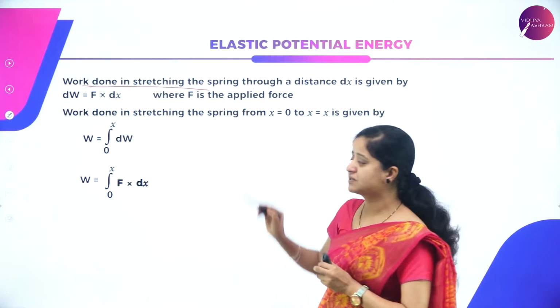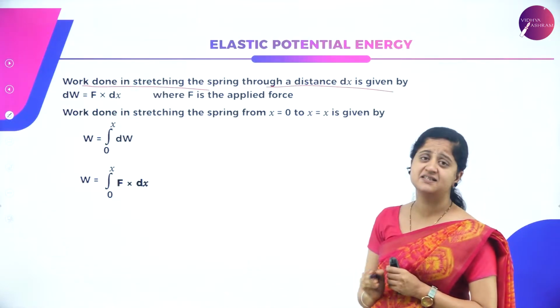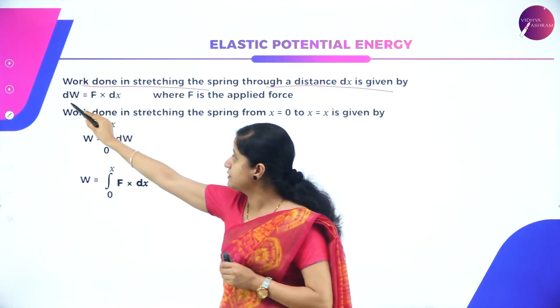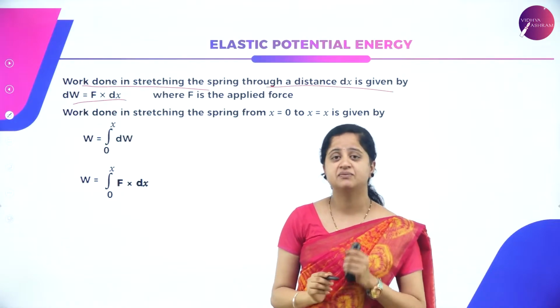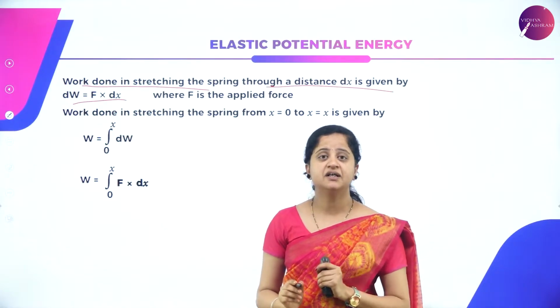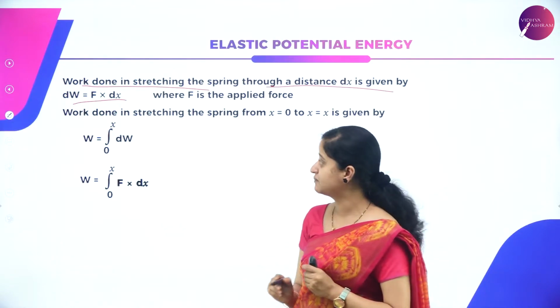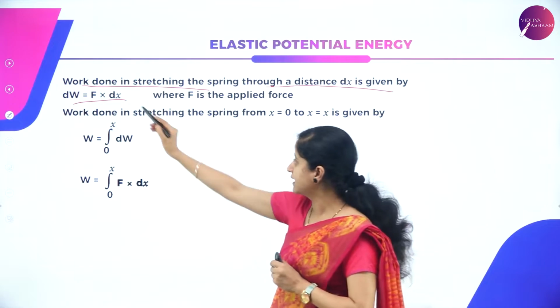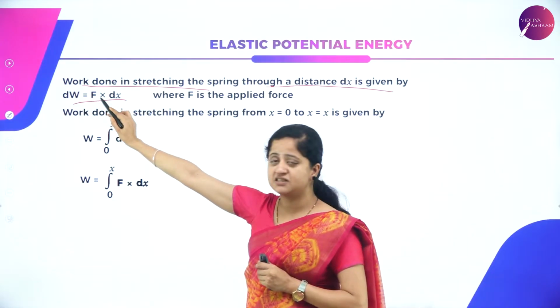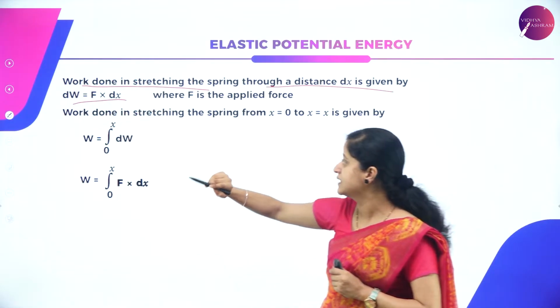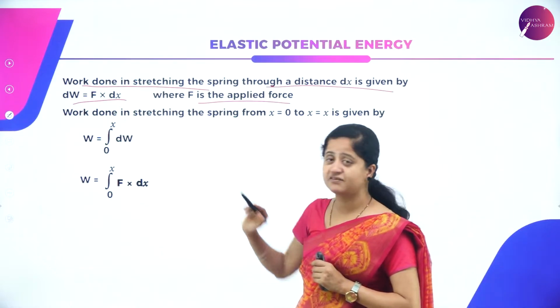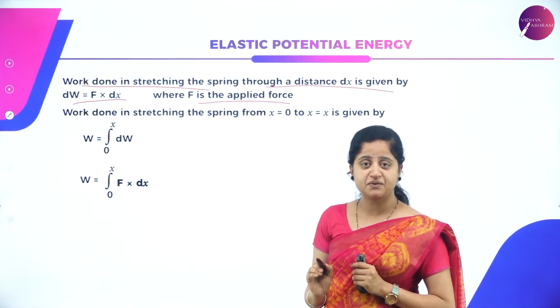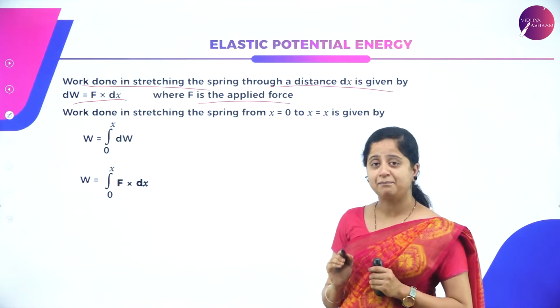The work done in stretching the spring through a distance dx is given by dW = F dx, because we know that the work done is the product of force and displacement. F is the force applied to get a displacement of dx, so dW is a small work done, equal to F into dx. We have to explain the terms in writing any of the expressions, so F is the applied force.